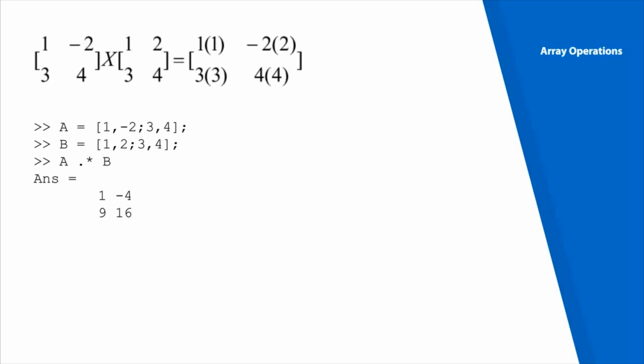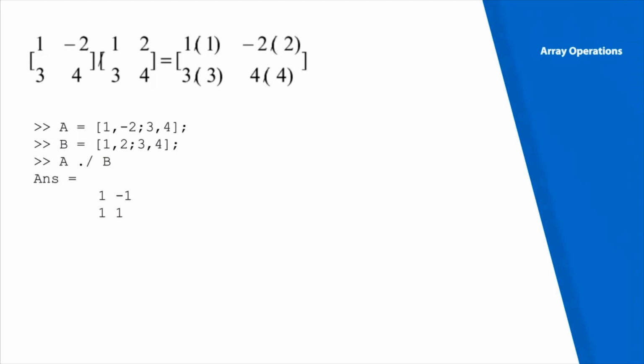So how is this denoted in MATLAB? In MATLAB, this kind of multiplication is denoted as the dot star operation. The major point to note here is this kind of multiplication is only defined when both arrays have the same dimension. For arrays with different dimensions, this kind of element by element multiplication is not defined and it will throw an error when it is performed.